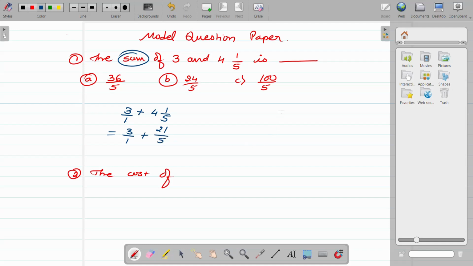upon 5. Now we have to find the LCM. The LCM of the denominators 1 and 5 is 5. So make all the denominators 5. 1 times 5 is 5, so here also 5. 5 ones are 5, because of that, 1. Here also 1. Once you multiply numerator and denominator, 3 fives are 15, and it is 15 plus 21 upon 5. If you add these two, it is how much? 36 upon 5.